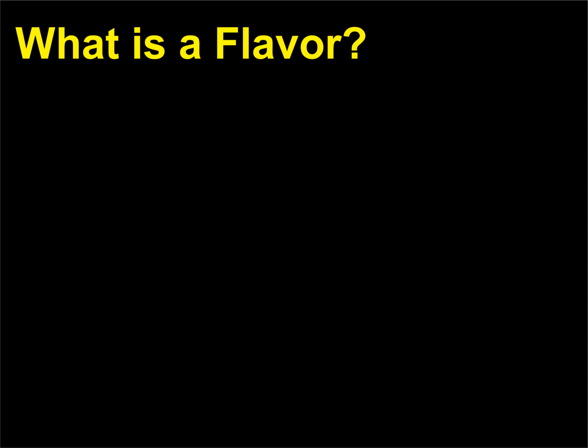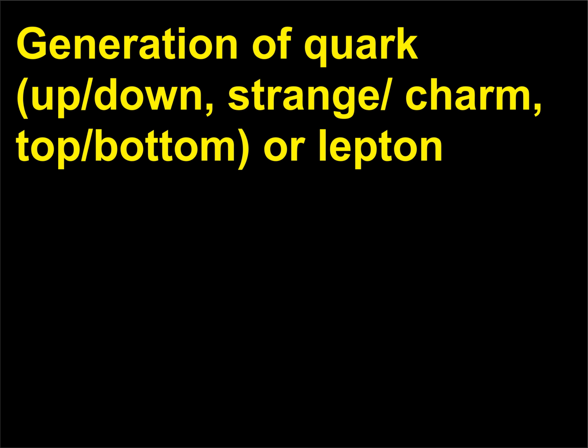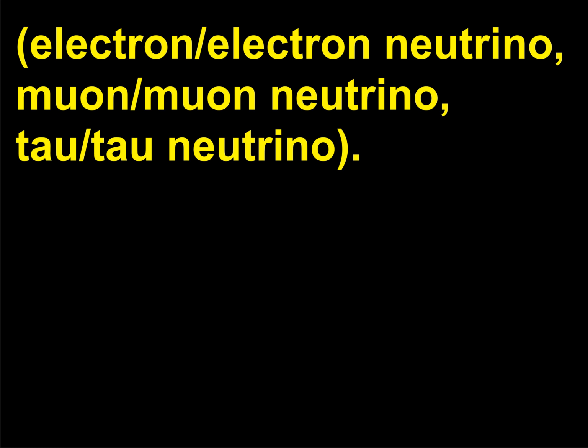What is a flavor? Generation of quark, up/down, strange/charm, top/bottom, or lepton. Electron/electron neutrino, muon/muon neutrino, tau/tau neutrino.